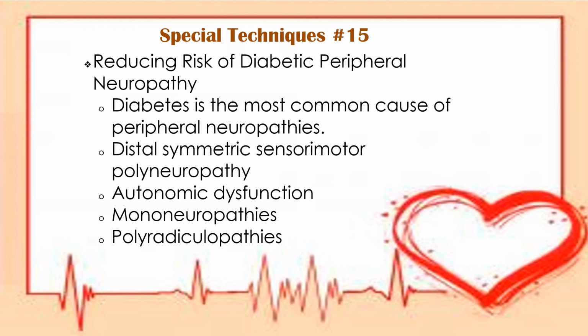Okay, moving on to reducing risk of diabetic peripheral neuropathy. We know that diabetes causes several types of peripheral neuropathy. Therefore, maintaining optimal glycemic control can prevent or delay the onset of neuropathy, particularly in type 1 diabetes. Distal symmetric sensory motor polyneuropathy is the most common type of diabetic neuropathy. It is slowly progressive, often asymptomatic, and a risk factor for ulcerations, arthropathy, and amputation.